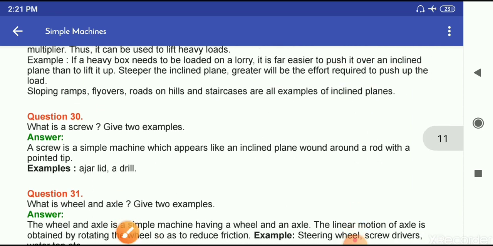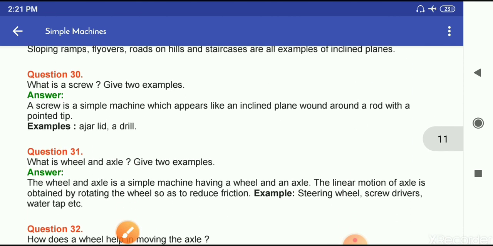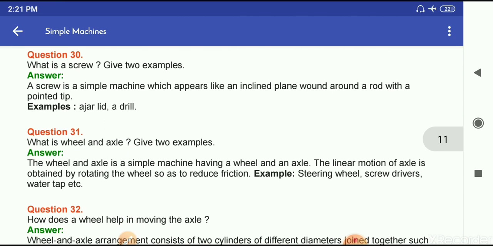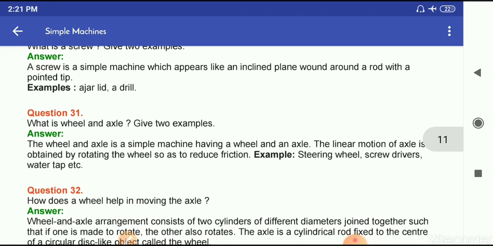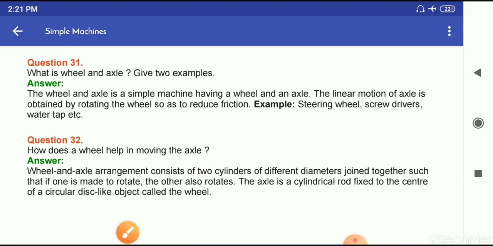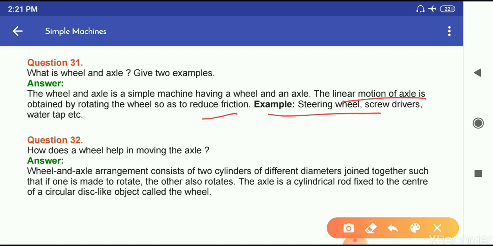Now, question number 30. What is a screw? Give two examples. A screw is a simple machine which appears like an inclined plane wound around a rod with a pointed tip. Okay, so here these are the examples. You can write any other examples also. And now question number 31. What is a wheel and axle? Give two examples. A wheel and axle is a simple machine having a wheel and an axle. The linear motion of the axle is obtained by rotating the wheel so as to reduce friction. Examples: steering wheel, screwdrivers, water tap, etc.